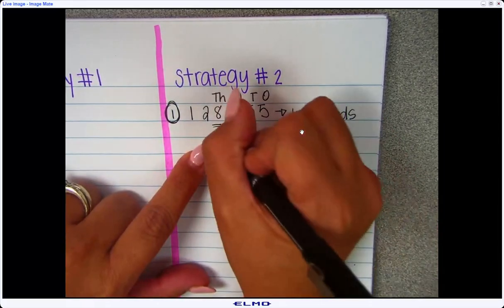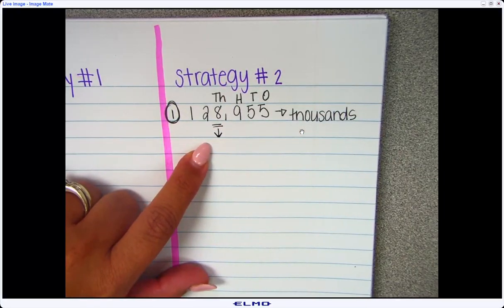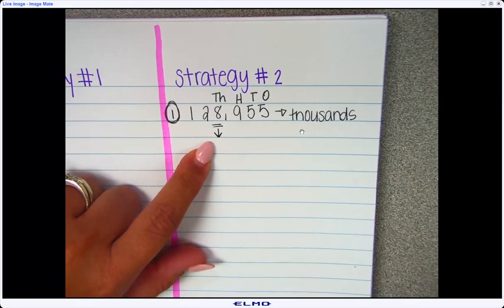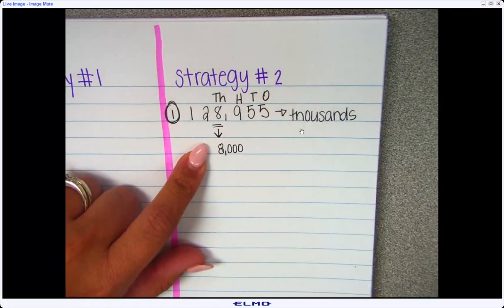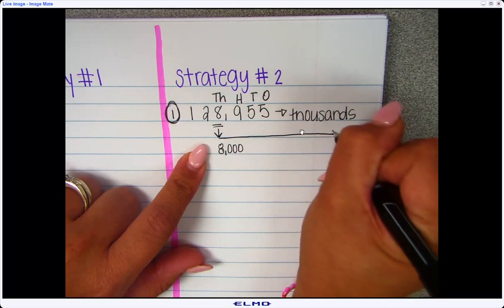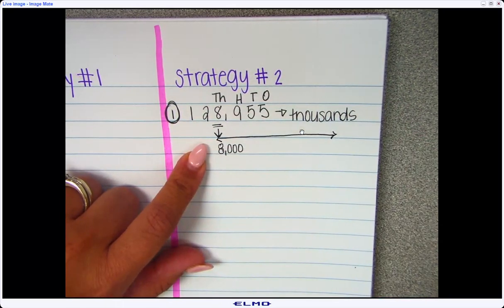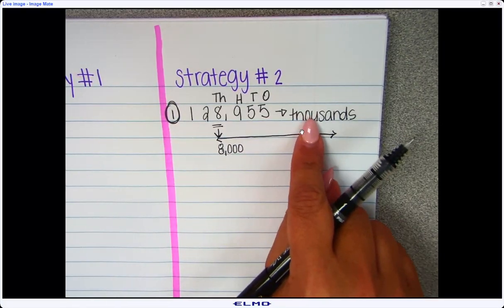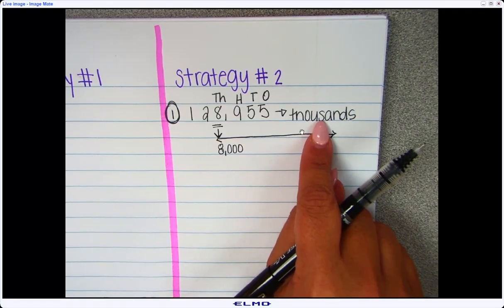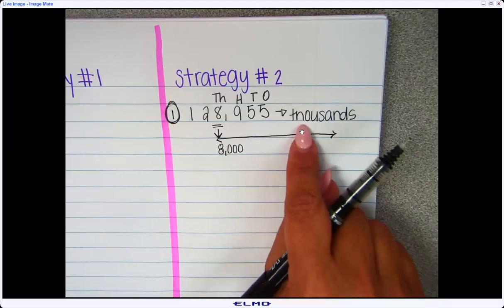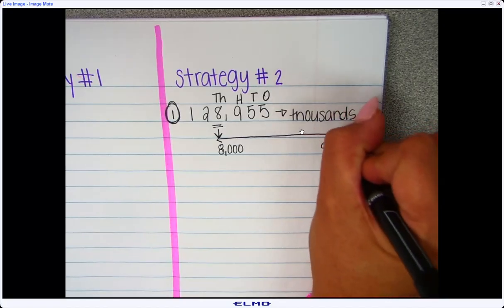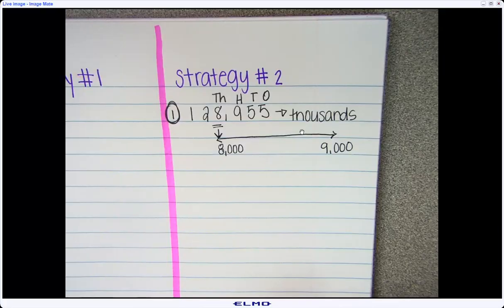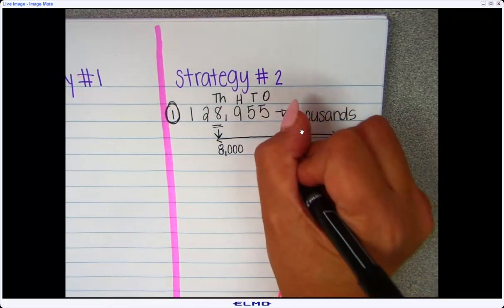The first thing I have to do is write down the value of that digit, right? So what's the value of the digit? 8,000. That is the start of my number line. Now, if I'm rounding to the nearest thousands, it means that I'm counting by thousands, right? So, 8,000, what comes next? 9,000. And what would go in the middle? 8,500.